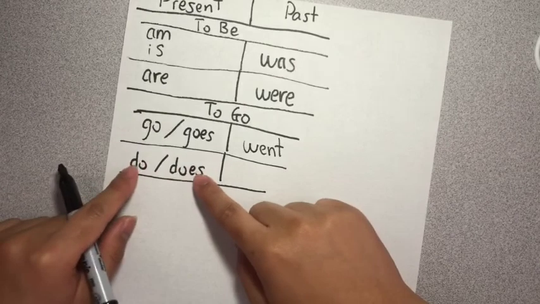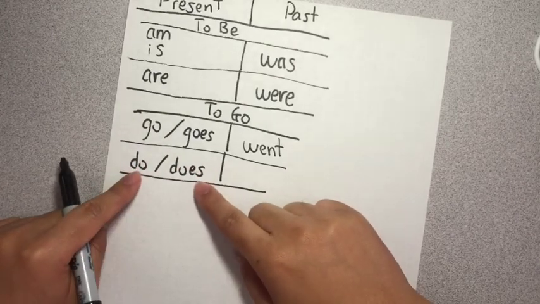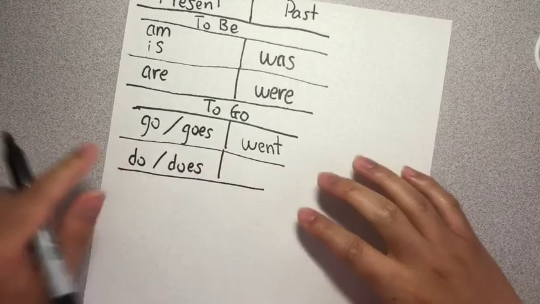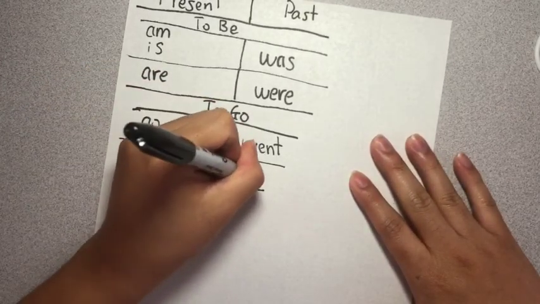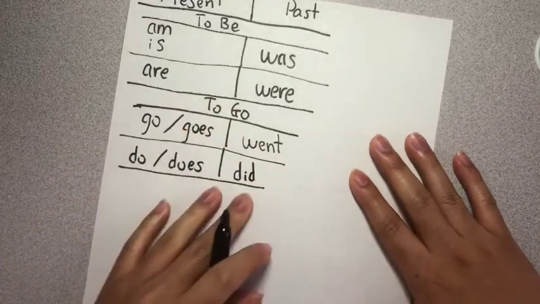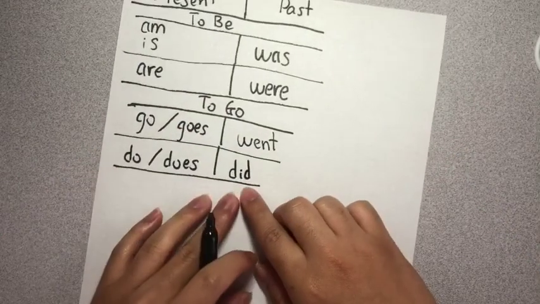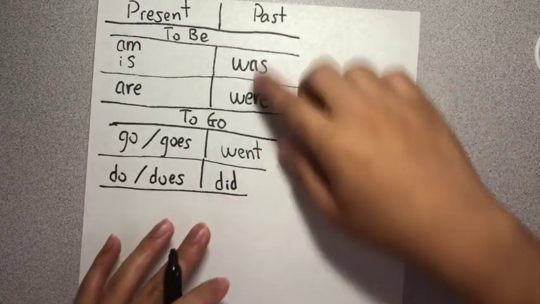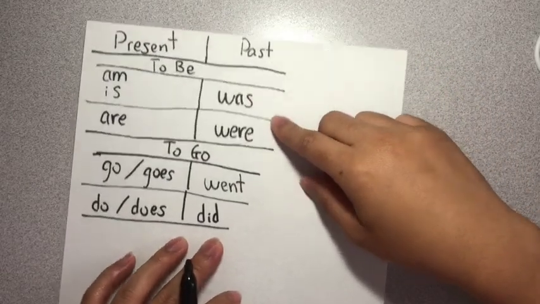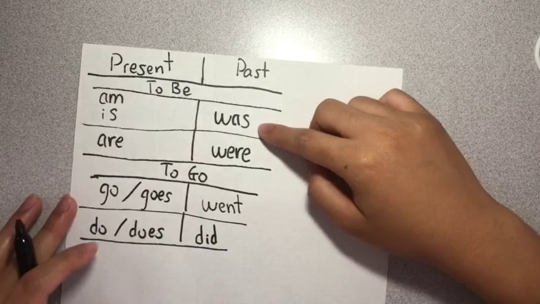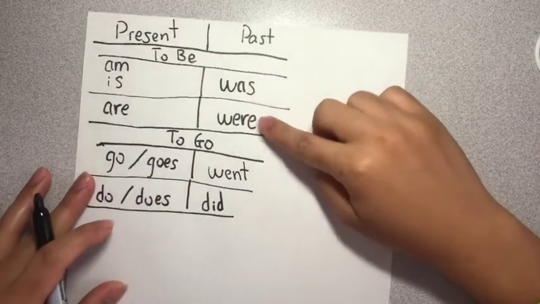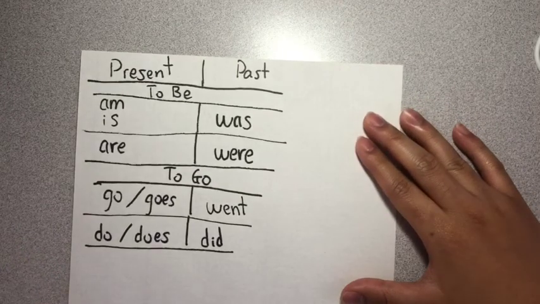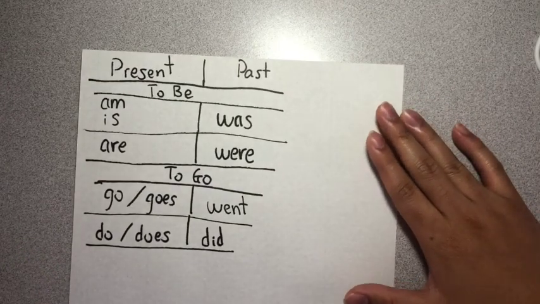Again, to do. To do has two words, do and does. I do, he does. In the past, we just say did. I did, he did. So the past is a little easy because all of these words are the same, except for to be. To be is different. But we have was, were, went, and did. You need to know these words. Okay, so let's get started.